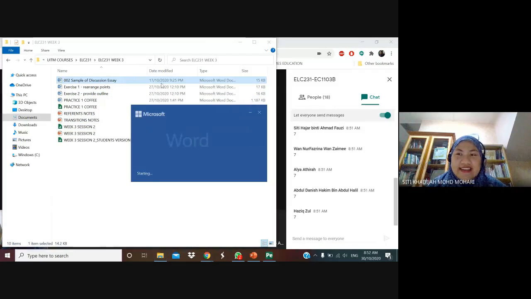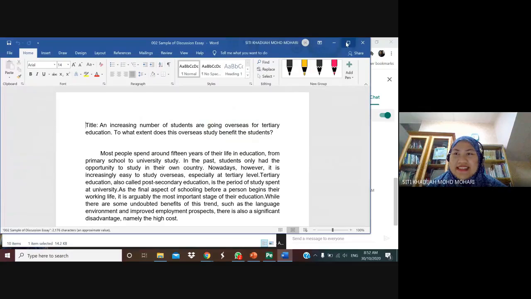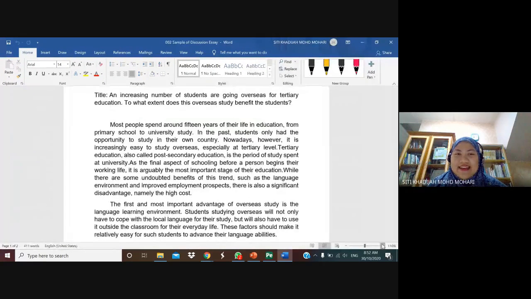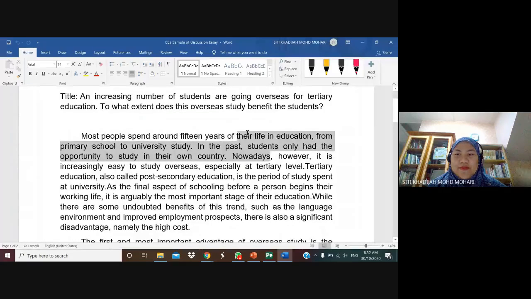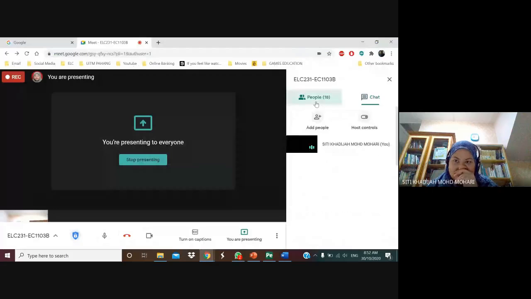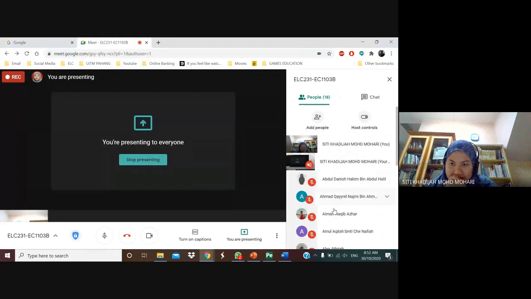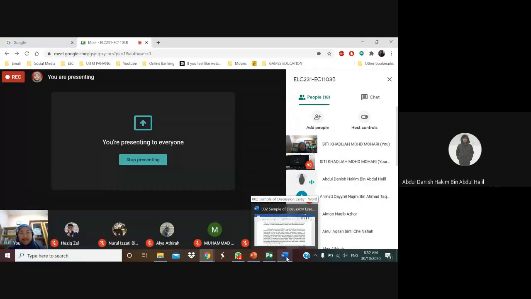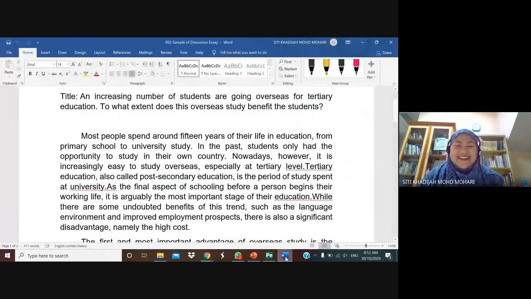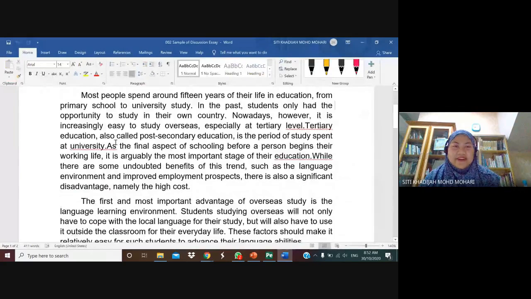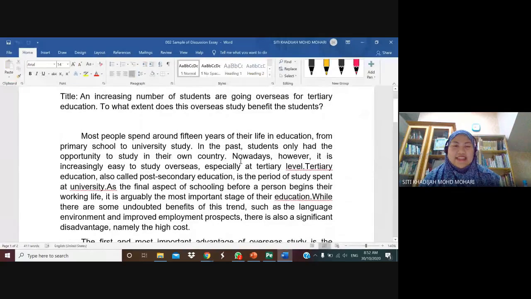Now let's see. We are going to do some exercises immediately. I have this. We are going to ask somebody to read this. Can we ask Danish? Are you here? Abdul Danish Hakim, are you here? Yes, madam. Oh, very good. We are going to read this, and then you have to identify which one is the thesis statement.